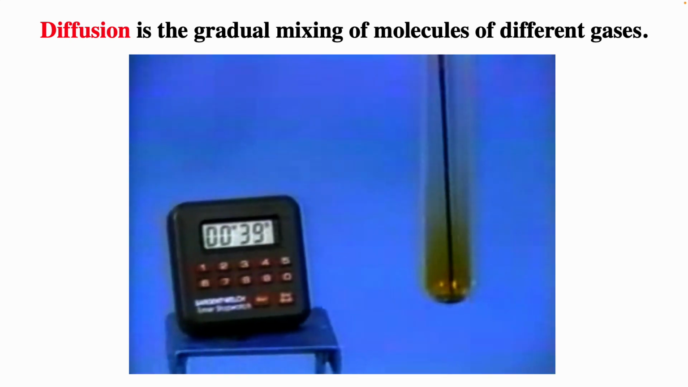Although the bromine molecules are moving at speeds of several hundred meters per second, their constant collision with nitrogen and oxygen molecules of the air cause them to constantly change direction, so that their overall movement up the tube is rather slow.